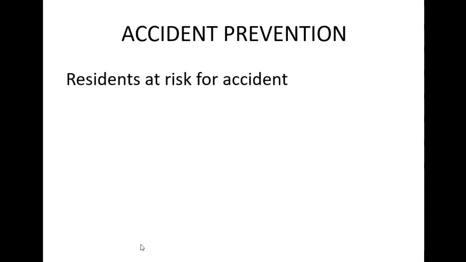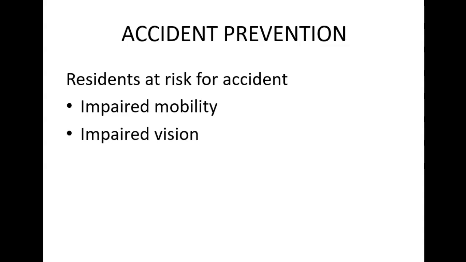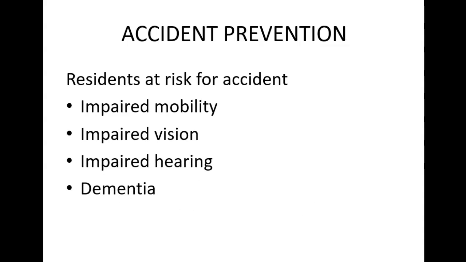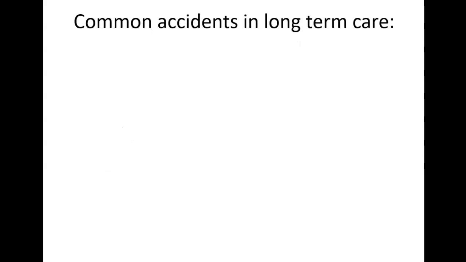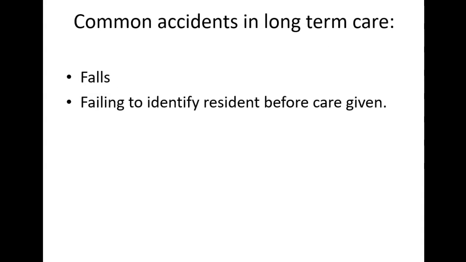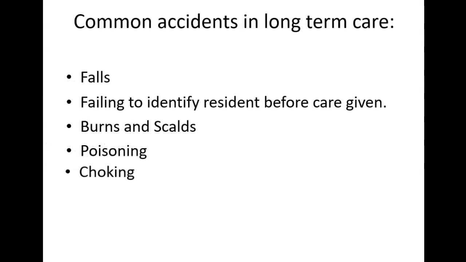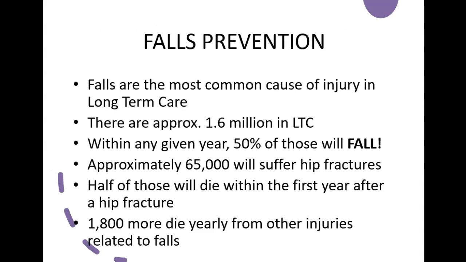Okay, we will resume with Unit 5, Part 2, Accident Prevention. Residents are at risk for accidents for many reasons. Some have impaired mobility, some have impaired vision, impaired hearing, and dementia, or they're unfamiliar with their surroundings. Common accidents in long-term care: falls is the number one, and failing to identify a resident before care is given. Burns and scalds, poisoning, choking, cuts and abrasions.